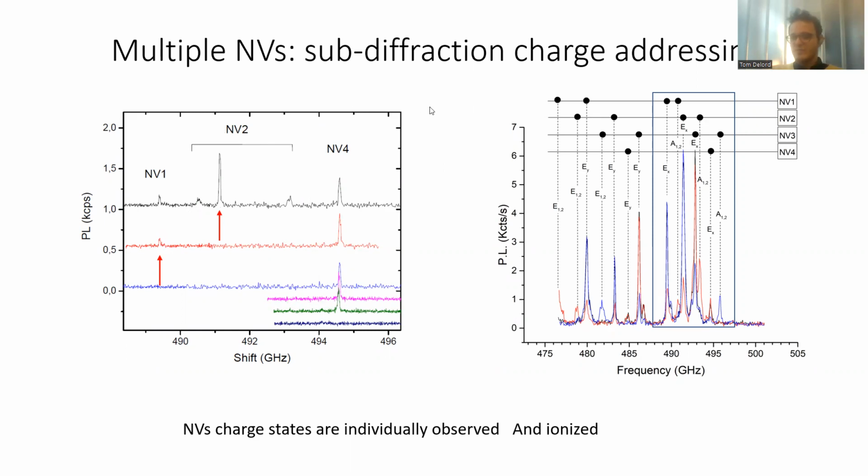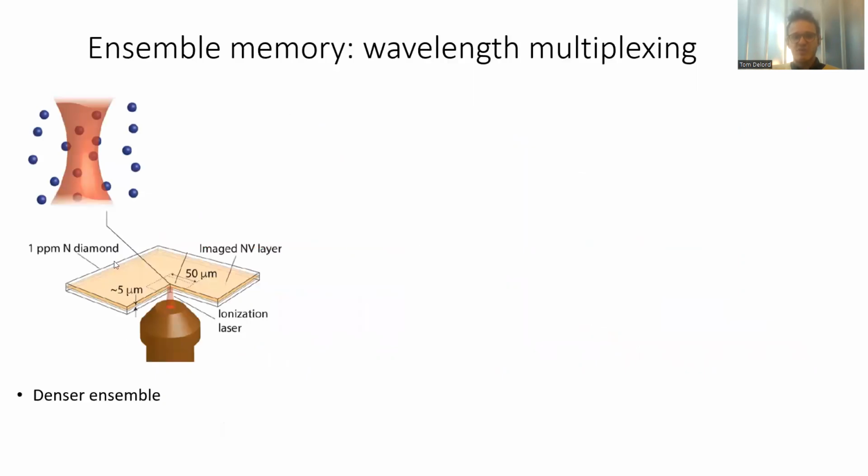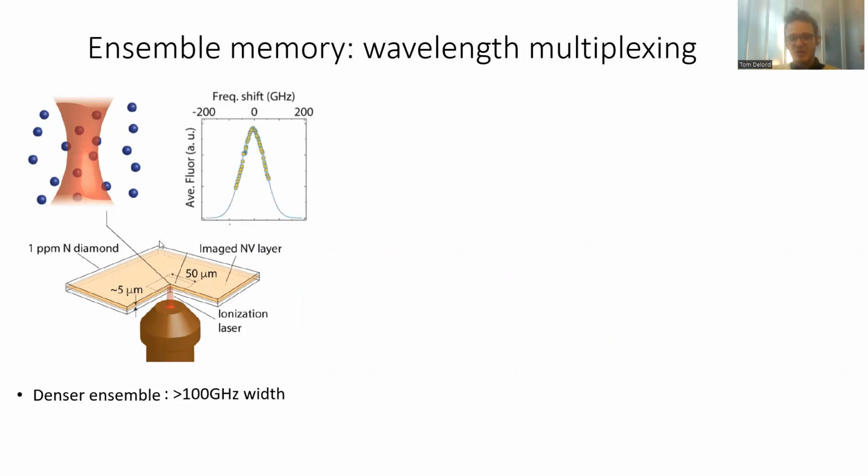And obviously, it's not a very practical memory. If we want to go further and increase the memory density, we'd have to put in more NVs, and we will not be able to resolve their individual spectra. So in order to do that, we worked with a much higher density sample, a 1 ppm nitrogen-doped diamond. If you look at the optical spectrum of such a sample, you will see that it has a much broader line, about 100 gigahertz wide.